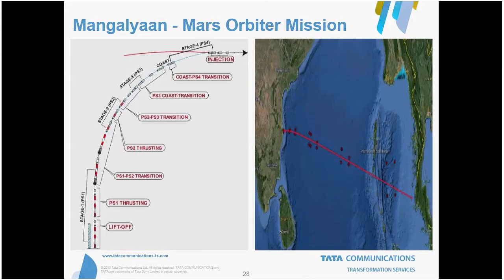So this picture shows the Mangalyaan launch, and as we discussed earlier, these are the stages involved, 3 stages. This picture shows the direction of the launch vehicle. So they make sure that whenever the first stage, second stage fails, it falls on the ocean rather than the people or the buildings.